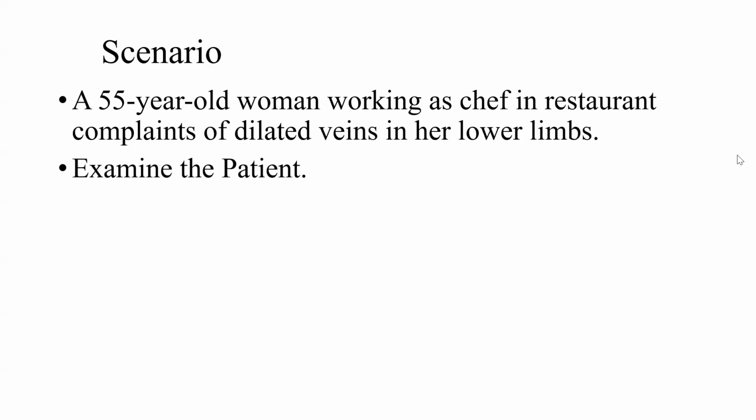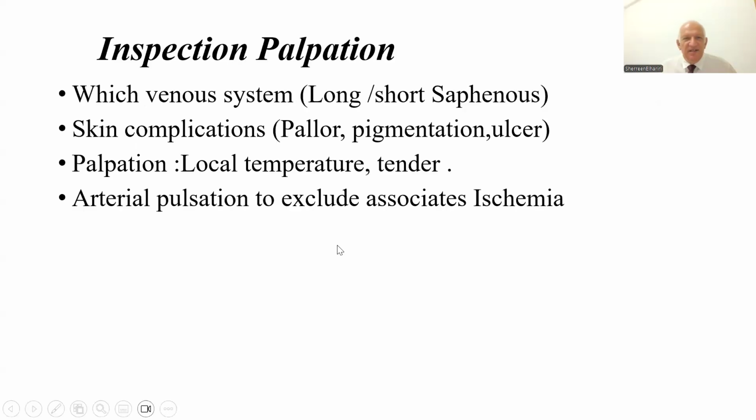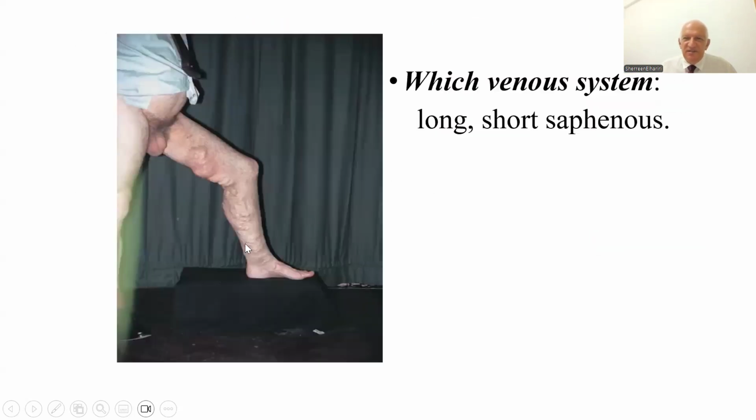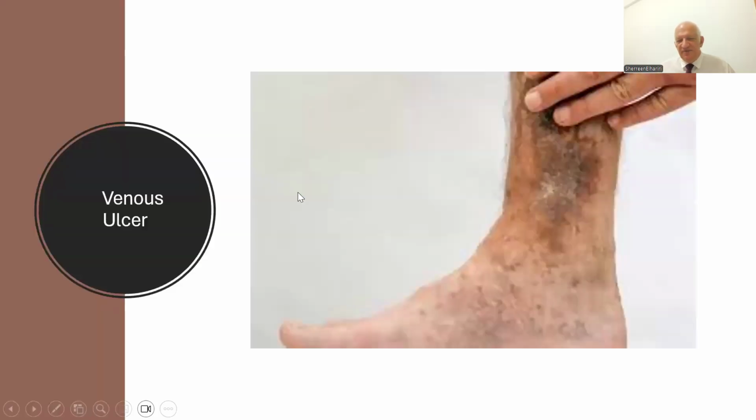So what you will do: first introduce yourself and look at the venous system. It can be the long saphenous or the short saphenous. Okay, so this is easy. This is the long saphenous: is there a long tortuous dilated vein, or a normal vein, which is common? Or on the other side, the short saphenous.